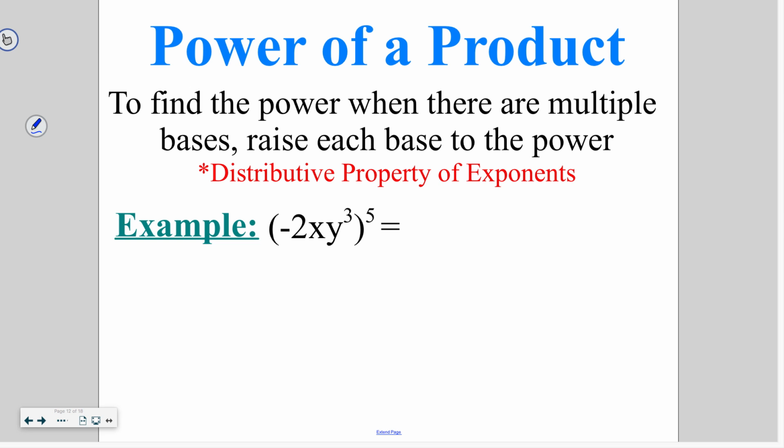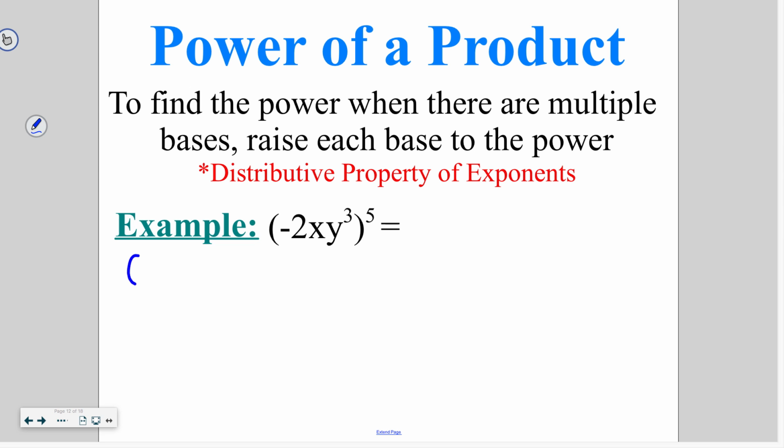The last thing we have is the power of a product rule. So this is to find a power when there are multiple bases. We have to raise each of those bases to that power. So this is kind of like our distributive property of exponents. We have things being multiplied inside the parentheses. This is -2 times x times y to the 3rd. And that whole expression is being raised to the 5th power.